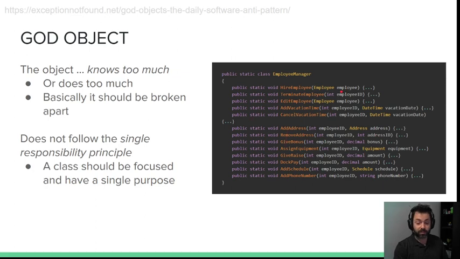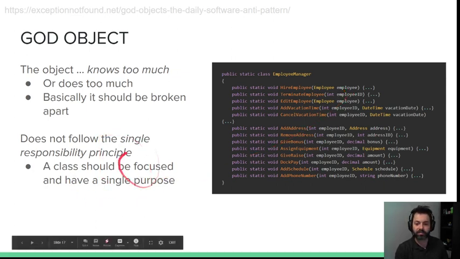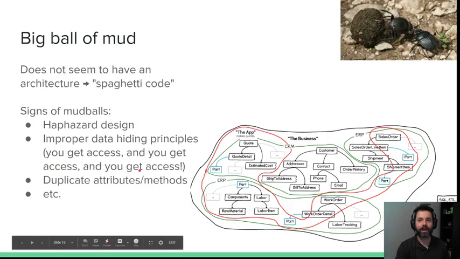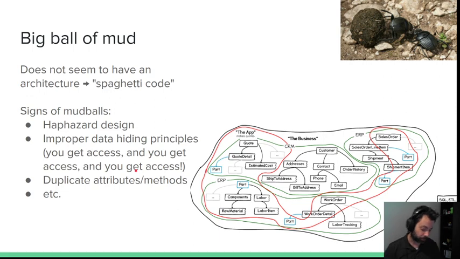So if you see something like this, break it apart into multiple classes. Have them associate with each other in a way that makes sense, and then you have a much cleaner program. Again, classes should be focused. They should have single responsibilities. Highly cohesive is the actual term. So don't do God objects.